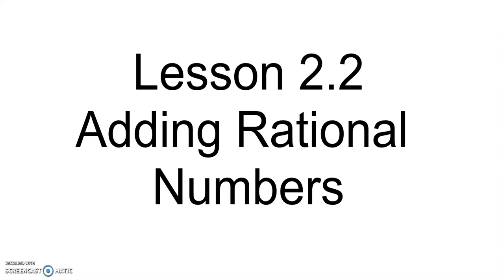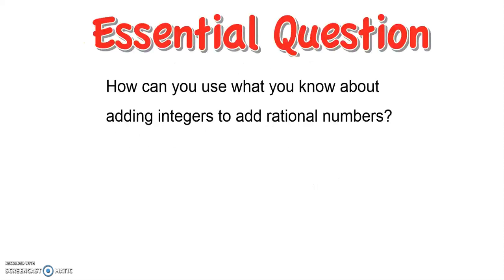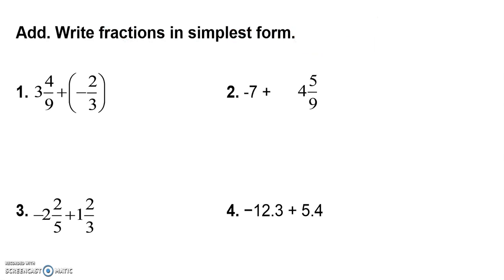Write that at the top of your composition notebook page that you're on. The essential question today is how can you use what you know about adding integers to add rational numbers? And by the end of this lesson, you should definitely know how to answer that. You'll probably figure it out along the way.